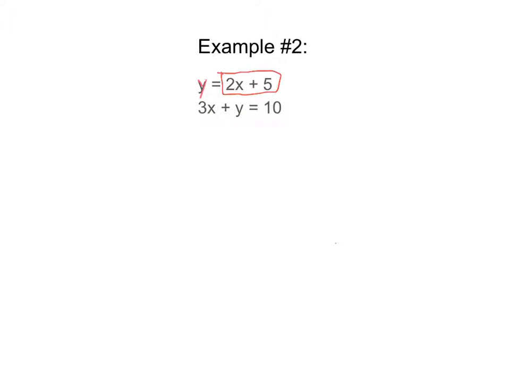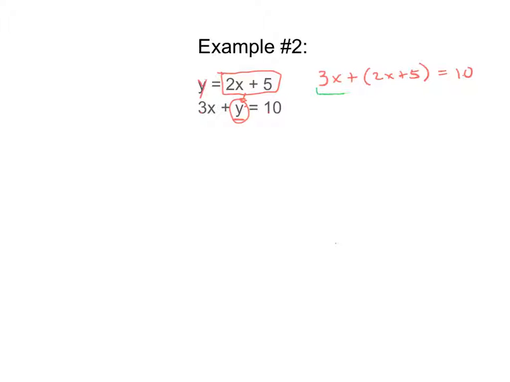So I'm going to take that 2x plus 5 and plug it into my second equation in place of y. So that's going to give me 3x plus, and instead of putting in this y, I'm going to put in this 2x plus 5, and it's all still equal to 10. So again, all I've done is I still have my 3x from right here. I still have my 10 from here, and in place of this y, I put in what I had my first equation solved as.